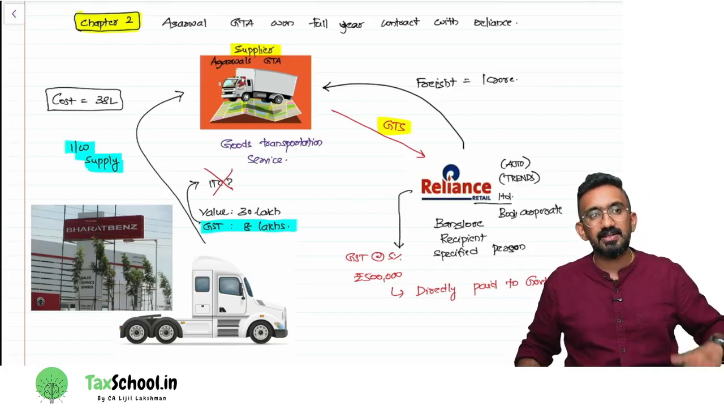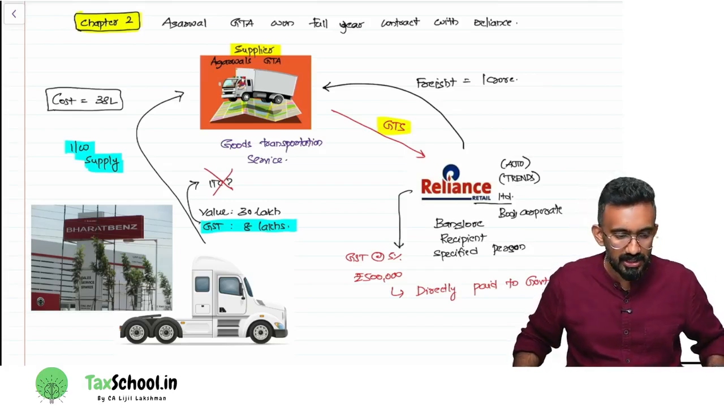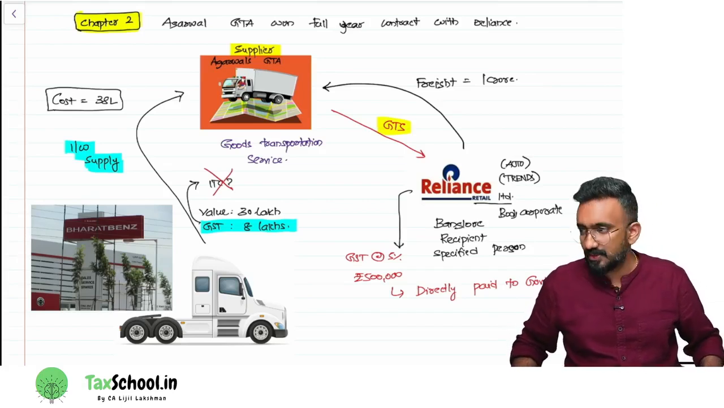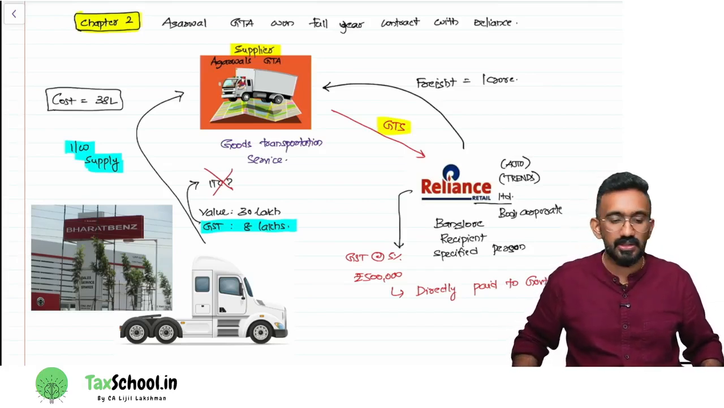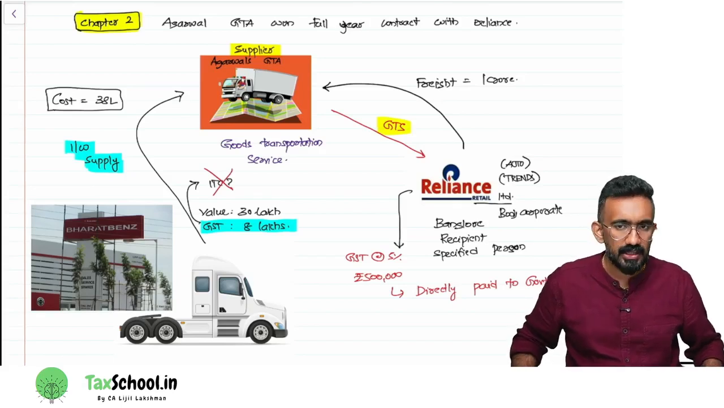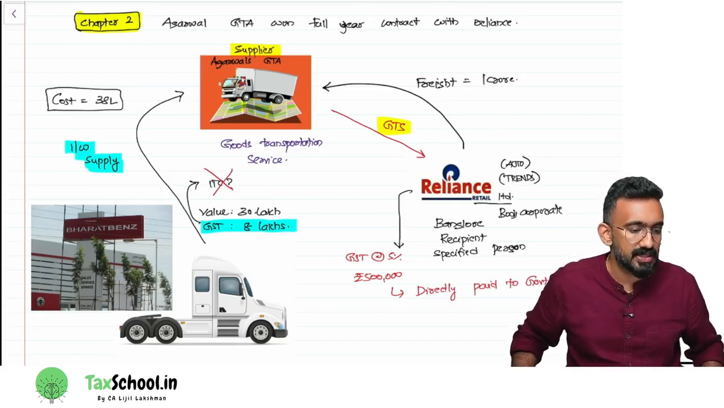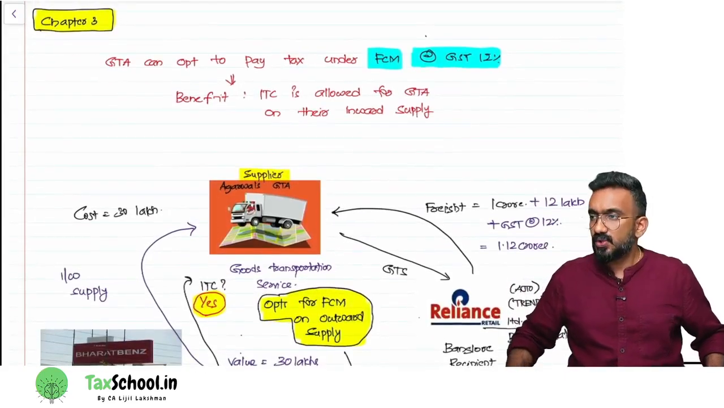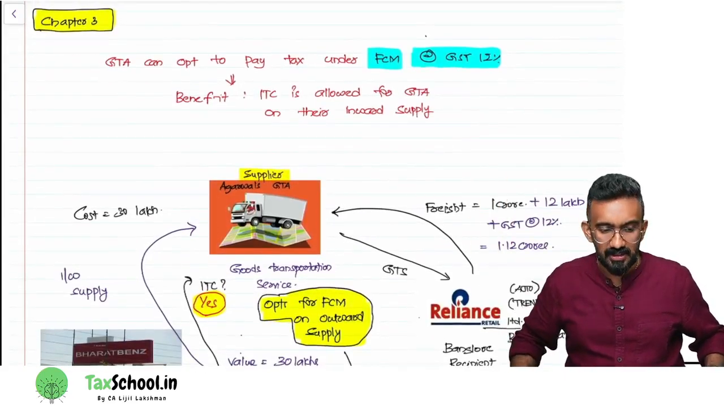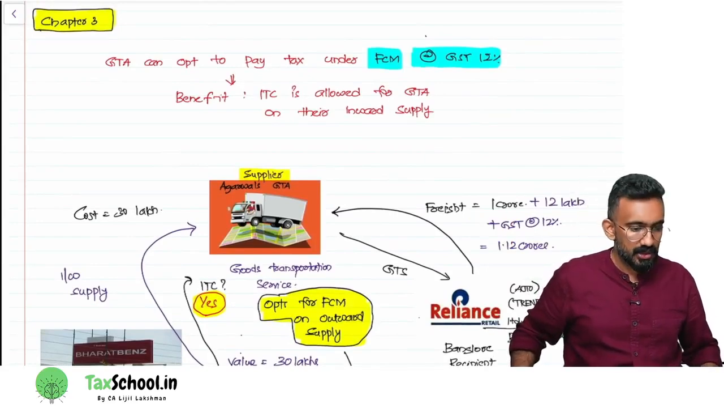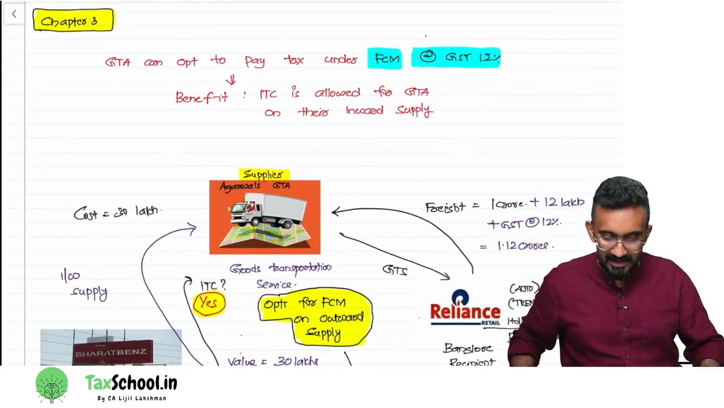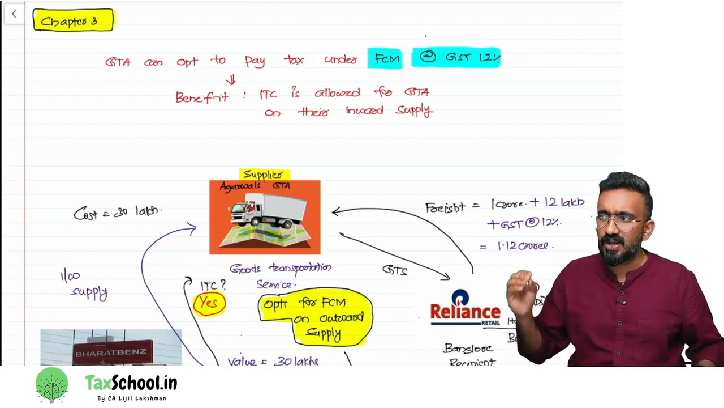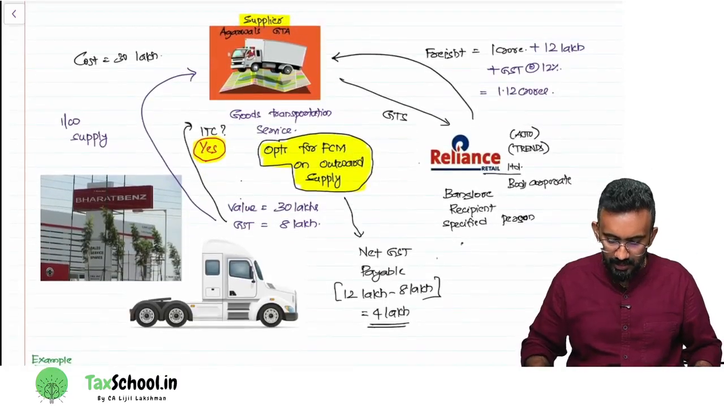Now, Agarwal GTA has represented back to the GST Council and said, we would like to pay tax under FCM. I would collect it from Reliance Retail and I would pay to the government. Government said, no problem, I will give you an option to pay tax under FCM. So what is the benefit if they go for FCM? They said, GTA can opt to pay tax under FCM at 12% or 5%. If they pay at 12%, their benefit is that ITC is allowed for GTA on their inward supply. What can Agarwal GTA do?